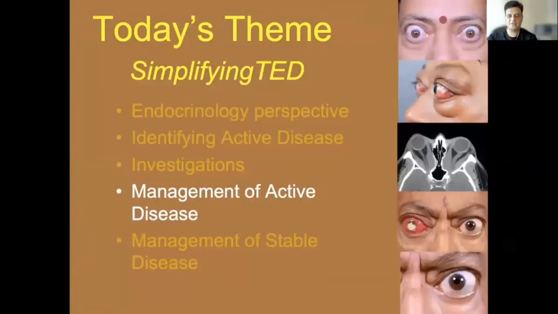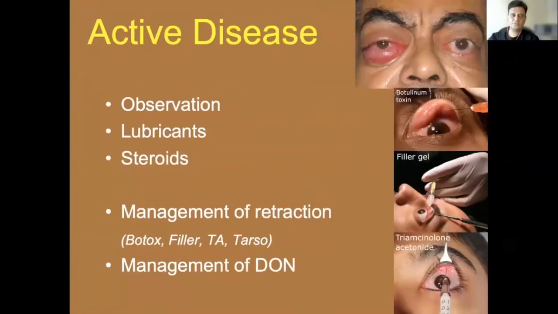So how do we manage the active disease? Most patients, which is 90%, would require just observation and lubricants. Steroids are given when there is dysthyroid optic neuropathy or when the inflammatory signs around the eye are cosmetically objectionable, as you can see in this first picture. In addition to these, during the active phase, one might have to manage lid retraction if the patient is bothered by it, and that can be done with either botulinum toxin, a filler injection, tarsorrhaphy, or triamcinolone acetonide injection.